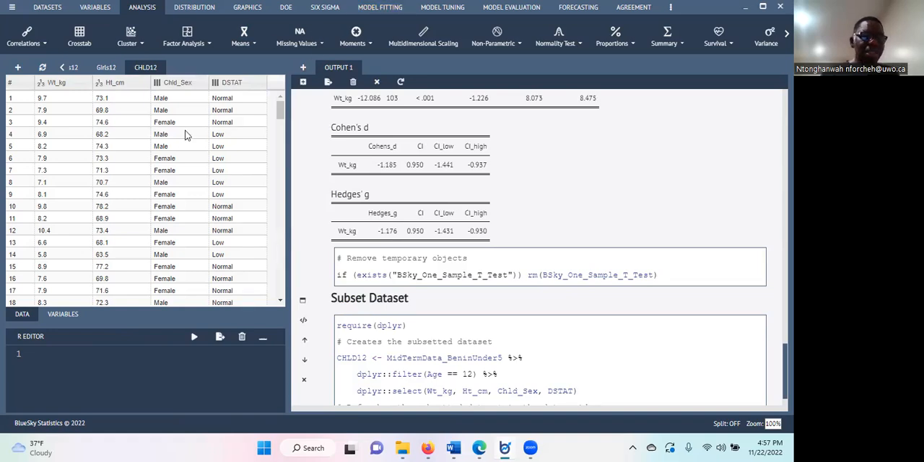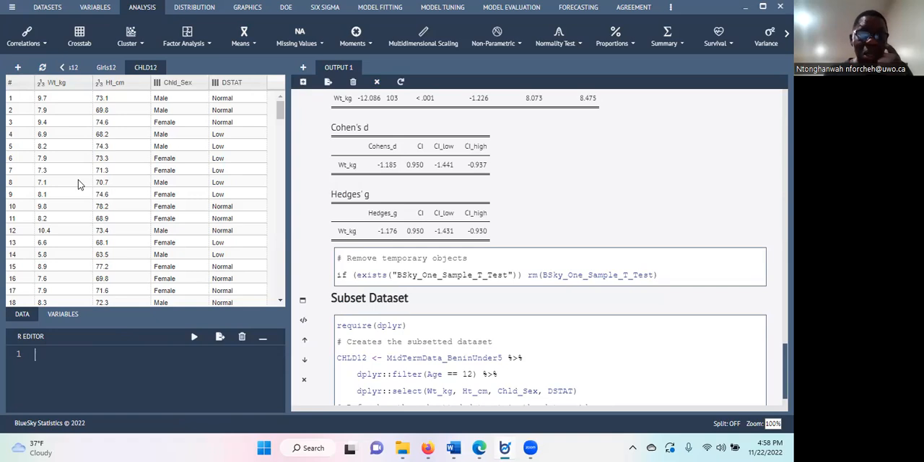So now our interest is to compare male and female children. And we can use any of those two. When we compare male and female now, we are not interested in the population values anymore. We are only interested in whether male children have the same weight as female children, and male children have the same height as female children. That's a 2-sample test. And please note the difference.